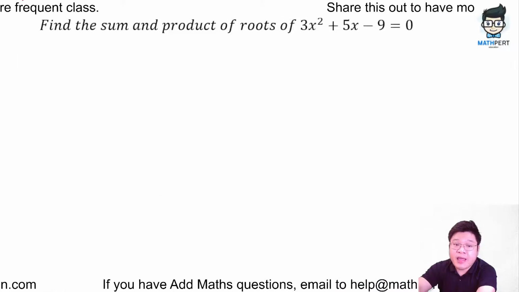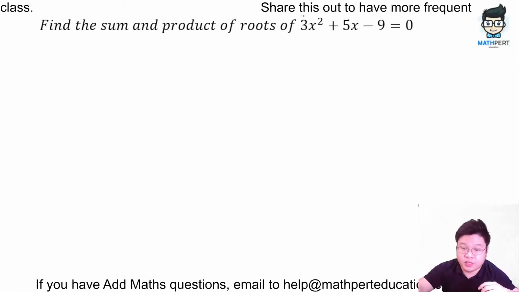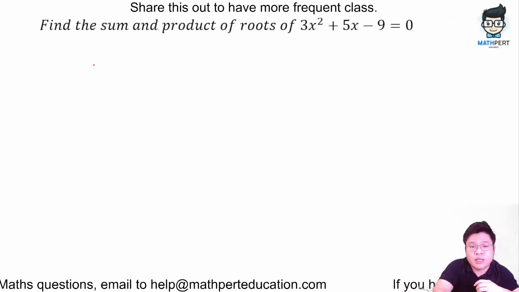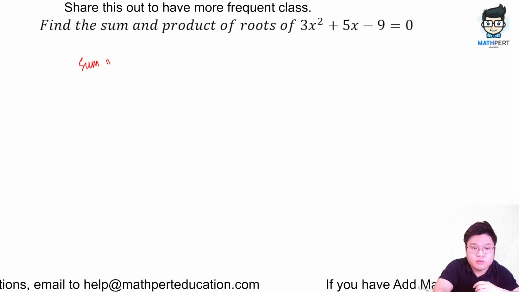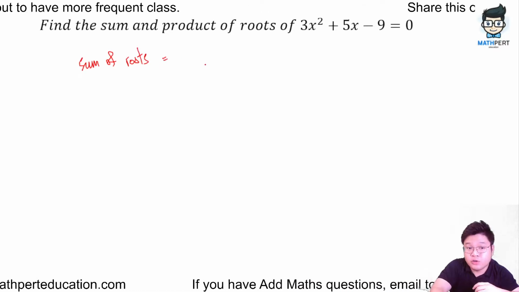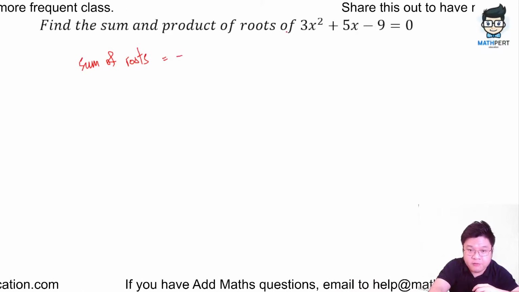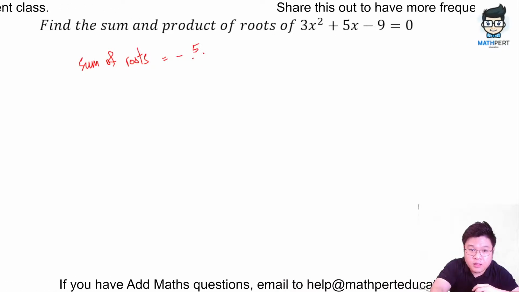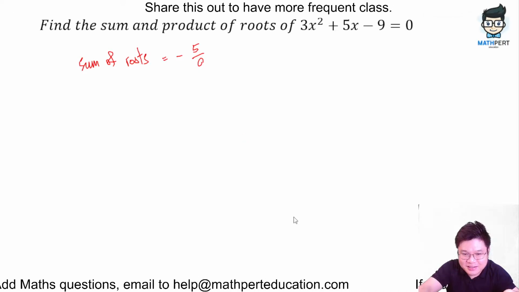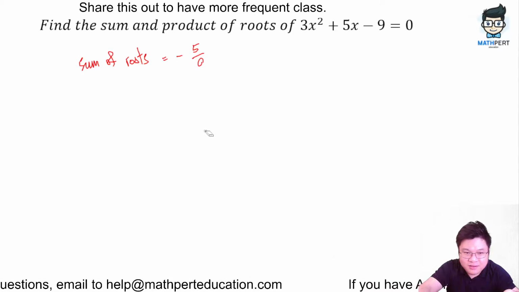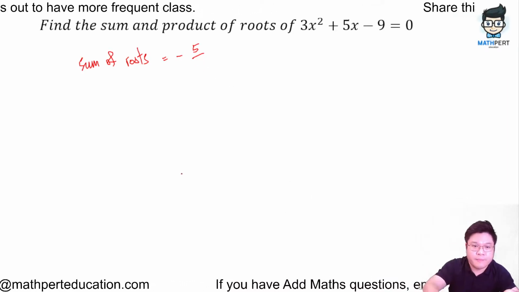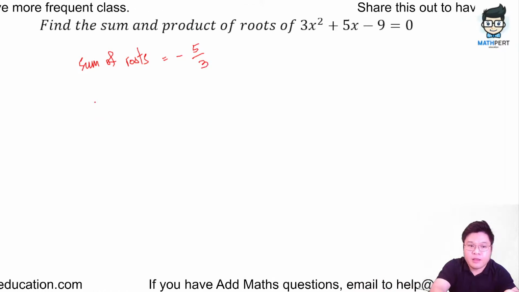Find the sum and product of roots for this one. This is very straightforward. Sum of roots is equal to negative b over a. Negative b is 5, over a, sorry, over 3. So product of roots.